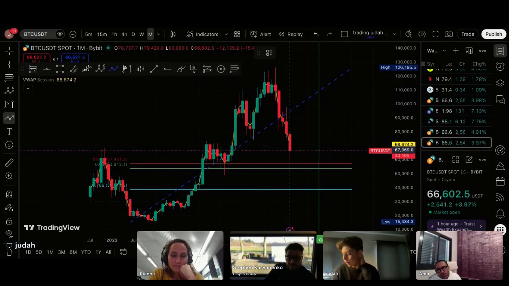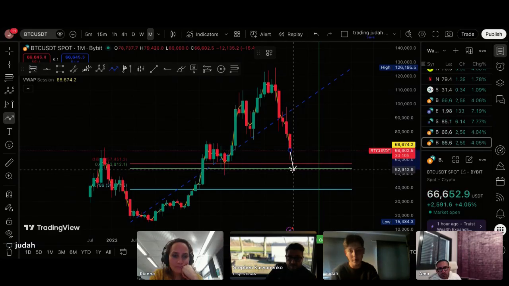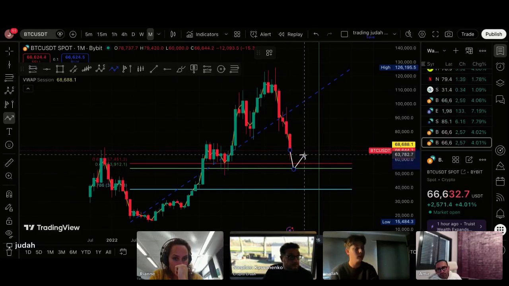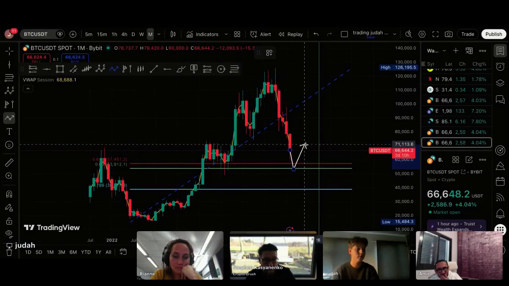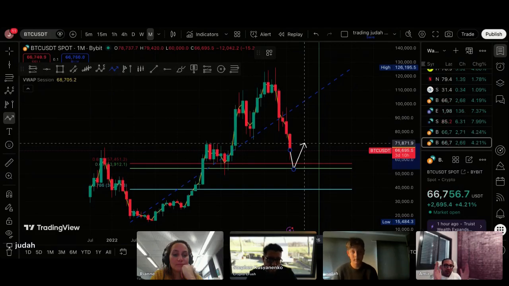You know what I think is going to happen is we're probably going to go to this golden pocket right here, and we're probably going to get some type of bounce there, and people are going to start to get bullish again. And we don't know how long it'll take. It might take a day, it might take a week, it might also take a month.